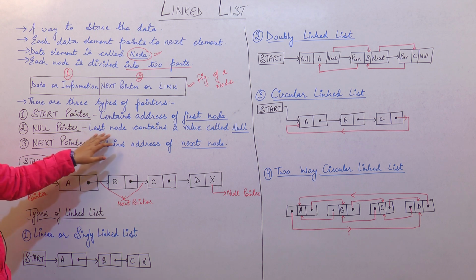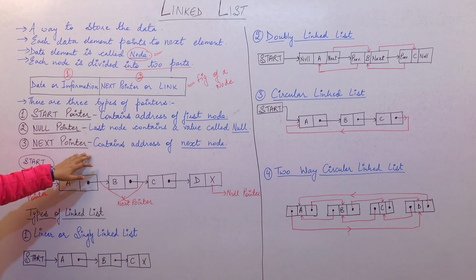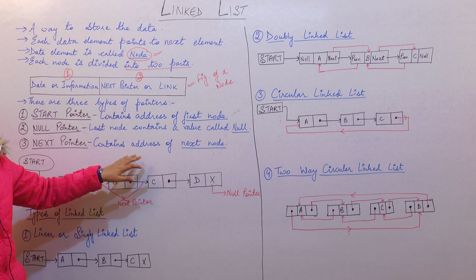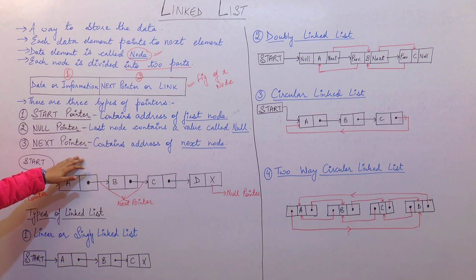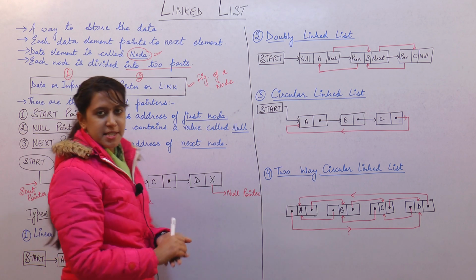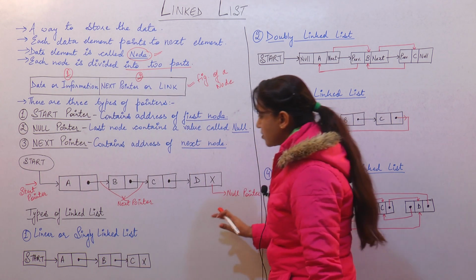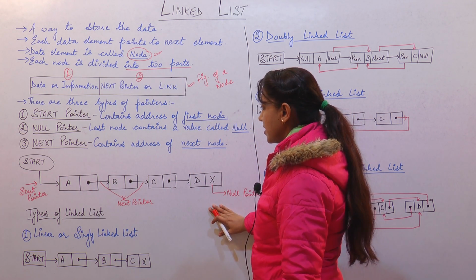The null pointer will contain the last node value. That means no further nodes are available. That will be known as the null pointer. And the third type of pointer is the next pointer, which contains the address of the next node present in our linked list. So this is a figure of a linked list.